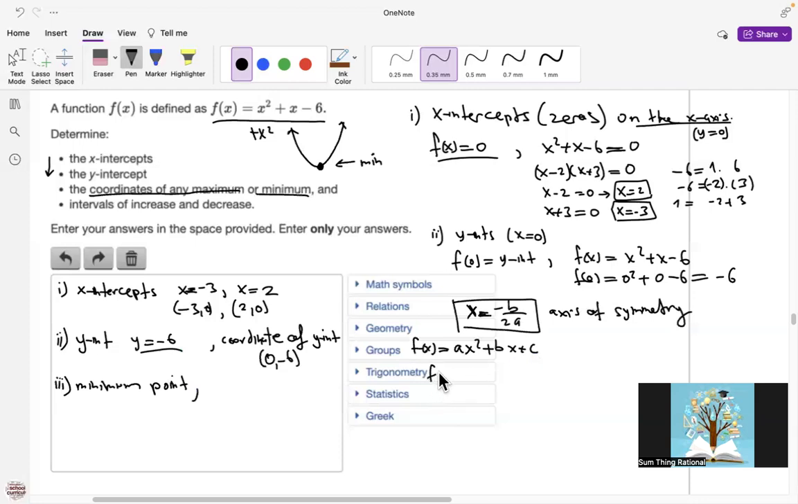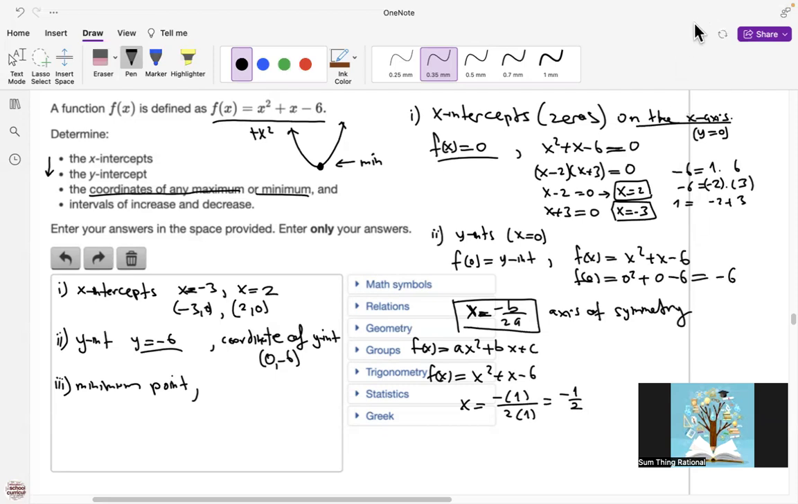As you see here, our function is f(x) = x² + x − 6. So the axis of symmetry is x = −b over 2a, which is −1 over 2 times a. Here a is 1, as you see, so it is −1/2. This is the axis of symmetry.